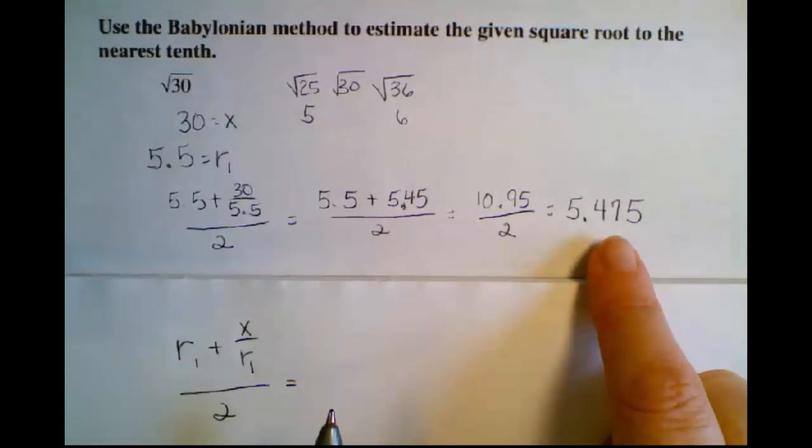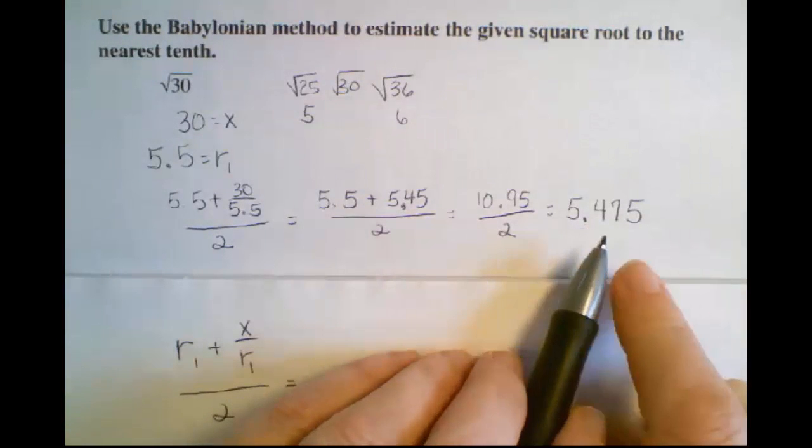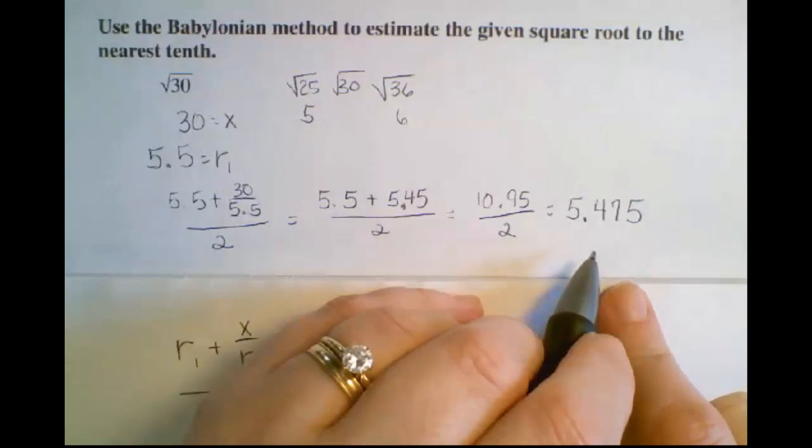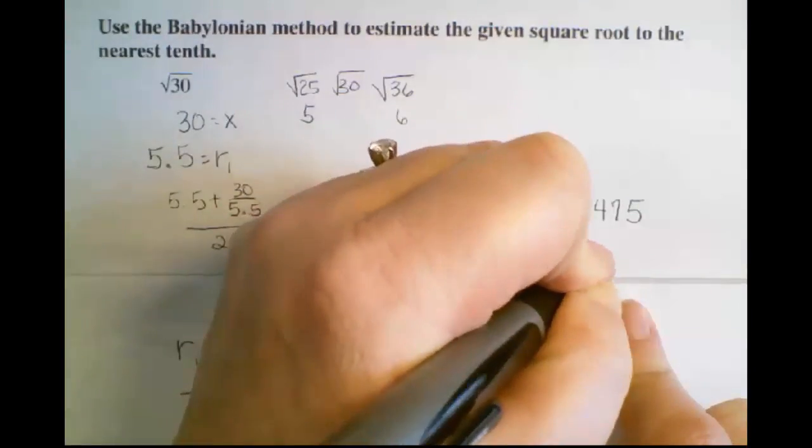I wonder if they want that to the nearest hundredth. We're going to go to the nearest hundredth. How about we do that? This would round up to 5.48.